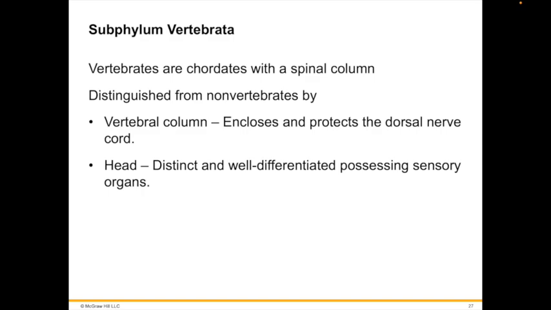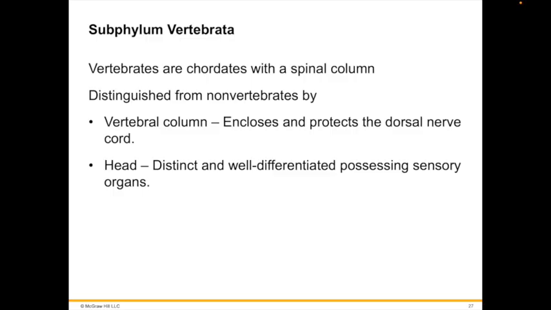Vertebrates, from subphylum Vertebrata, are chordates with a spinal column. The name vertebrate comes from the individual bony or cartilaginous segments called vertebrae that make up the spine. Vertebrates differ from tunicates and lancelets in two important respects: the vertebral column and the head. In all vertebrates except the earliest diverging fishes, the notochord is replaced during embryonic development by a vertebral column. The column is a series of bony or cartilaginous vertebrae that enclose and protect the dorsal nerve cord like a sleeve.